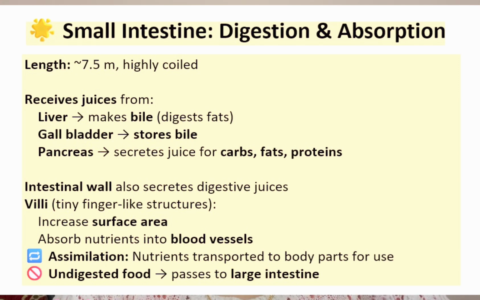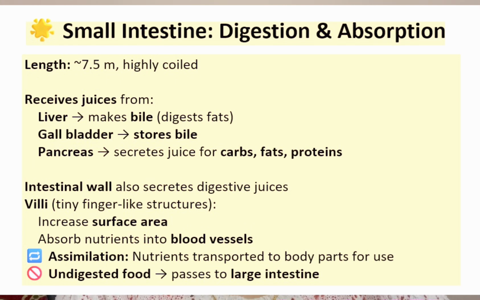Small intestine: digestion and absorption. The small intestine is about 7.5 meters long and highly coiled. It receives juices from the liver, which makes bile for fat digestion, the gallbladder, which stores bile, and the pancreas, which secretes juices to help digest carbohydrates, fats, and proteins.